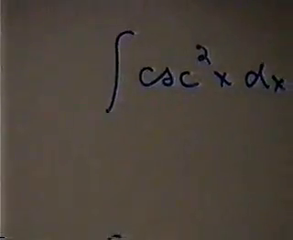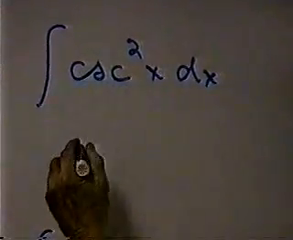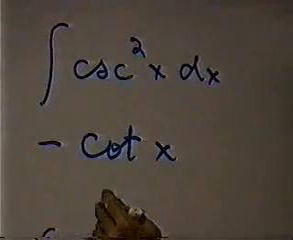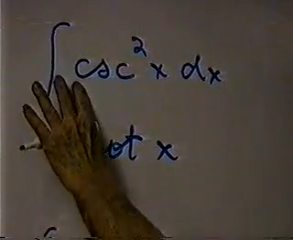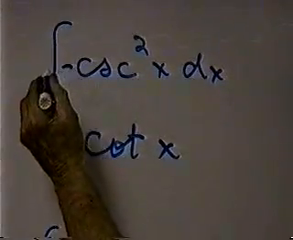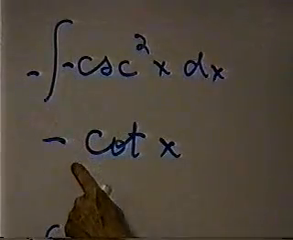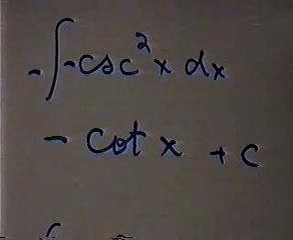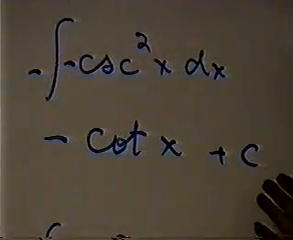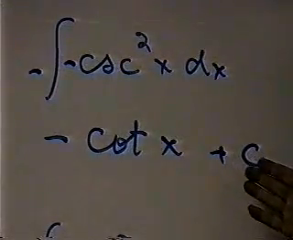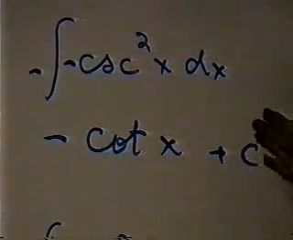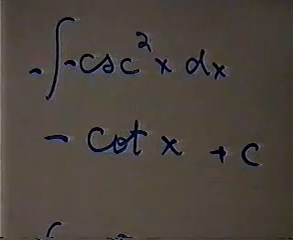The antiderivative of cosecant squared is cotangent. However, it's a negative. The derivative of cotangent is negative cosecant. So in other words, we need to put a minus in here, a minus out front, and so that works. Again, don't forget to put plus c on antiderivatives. These are called indefinite integrals. If you don't have limits, then you're supposed to have a plus c.